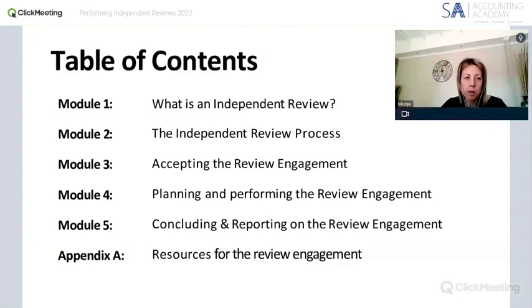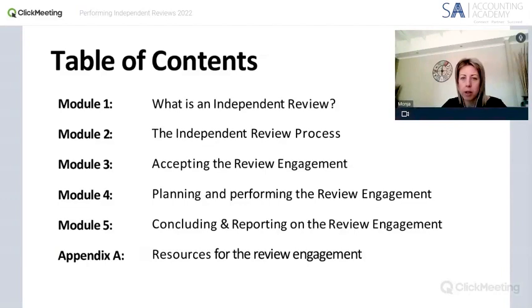So the modules consist of module 1 to 5. We're going to have a short break after each hour. So I'm going to try and fit in the modules in between. There's just a small comfort break for everyone so that everyone can grab a cup of coffee, or if they need to go to the bathroom, they can quickly do that in the 10 minutes at the end of each hour. So we will pace the sessions like that for the day. We will start off with module 1, which is what is the independent review.